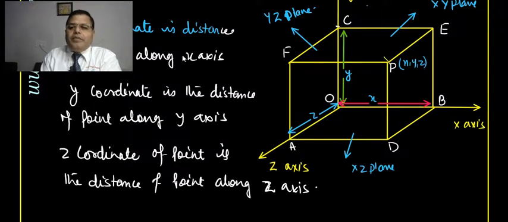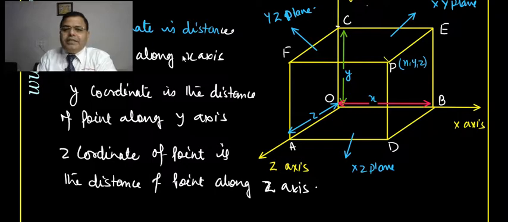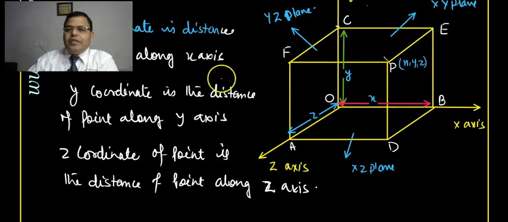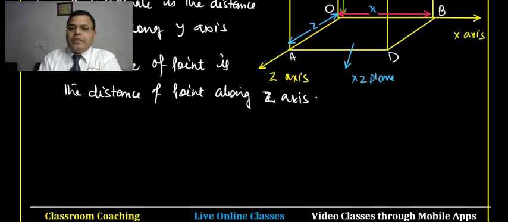So these are the same thing. The x coordinate is the distance of the point along the x-axis, or from the yz plane, it is the same thing. I hope you got it. So these are a few things you need to understand.